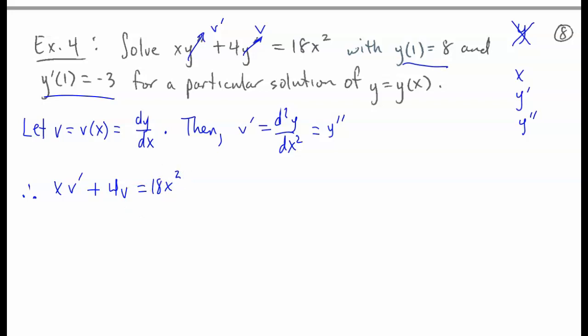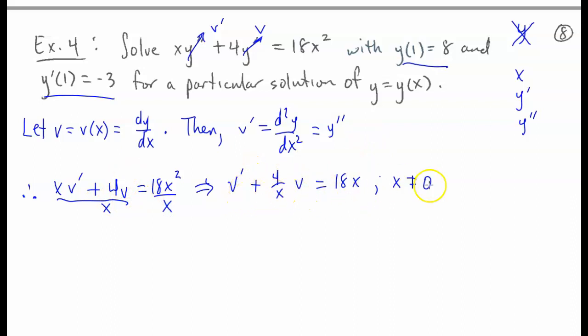Now, at this point, this doesn't look like anything that we recognize, but we do see here that if I was to divide both sides of this equation by x, that I would have v prime plus 4 divided by x times v equals 18x, where of course x would not be able to equal 0, because when I divide both sides by x here, I can't allow x to be 0 because that would make everything undefined at that point, okay?